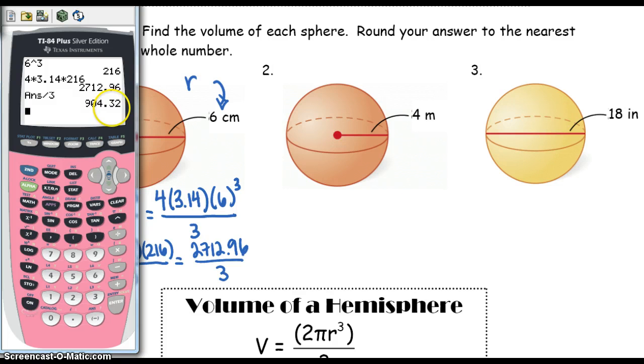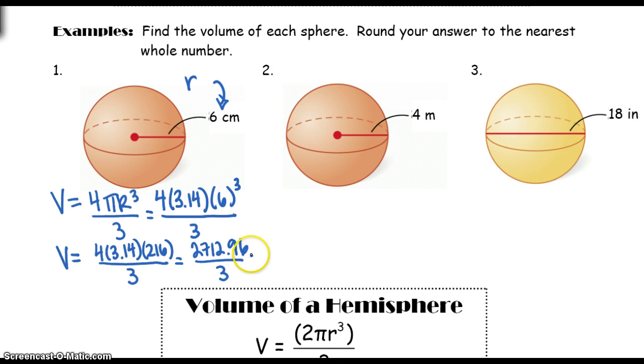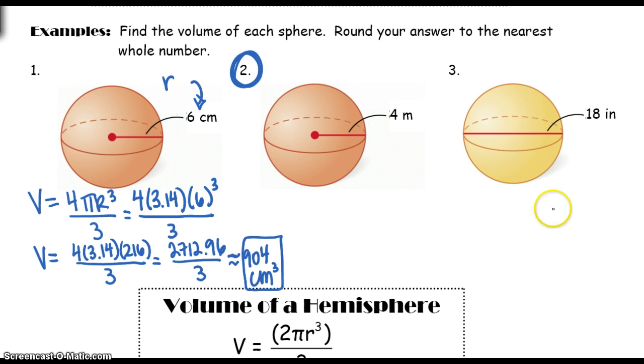So this 3 right here would not change this 904 at all. So our answer here rounded is going to be 904 centimeters cubed because it's volume. 904 centimeters cubed. I'm going to have you do number 2 for class, so bring that with. I am going to talk a little bit about number 3.